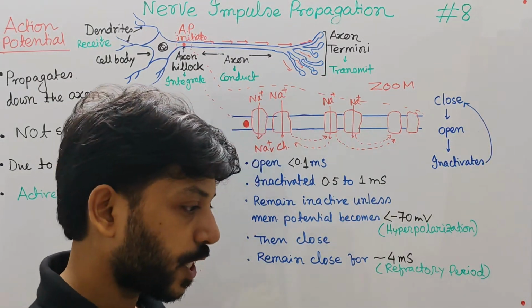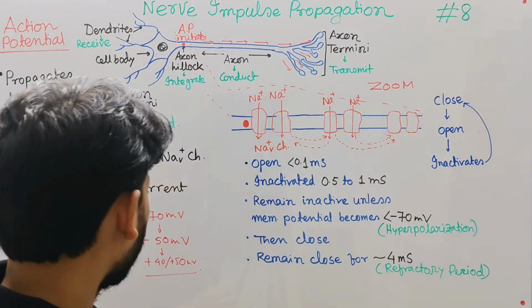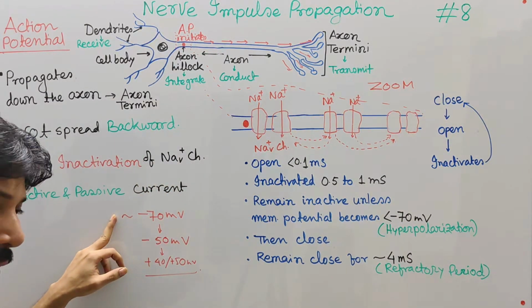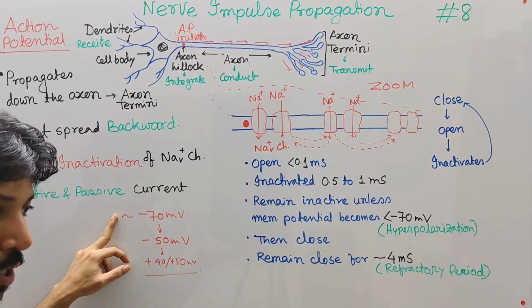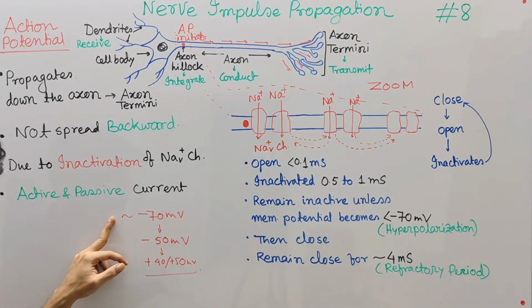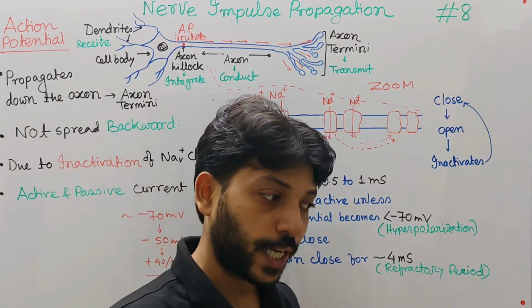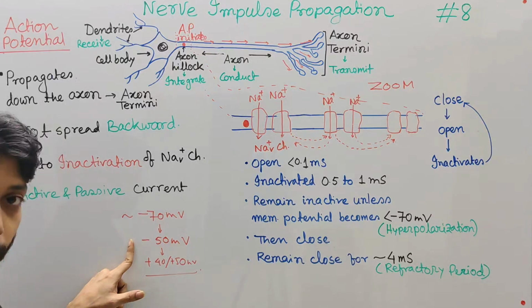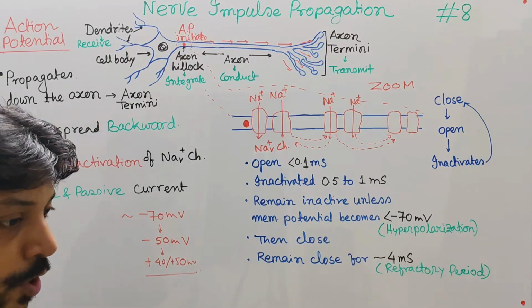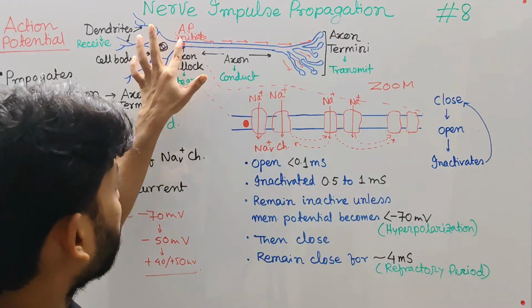Now what happens when the integration or summation occurs? The membrane potential actually increases. In general, in resting conditions or unexcited neurons, the membrane potential remains approximately minus 70 millivolt. But when the membrane potential of the neuron rises and it meets or exceeds the threshold potential, that is approximately minus 50 millivolt, a certain number of voltage gated sodium channels open in the initial segment.